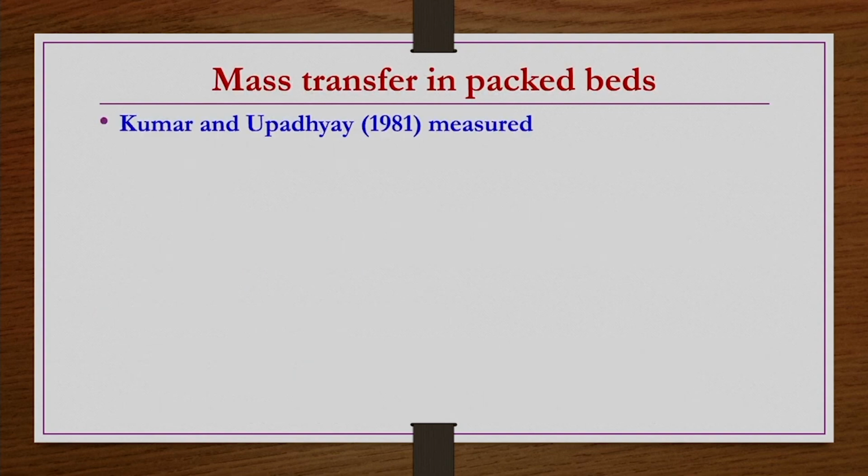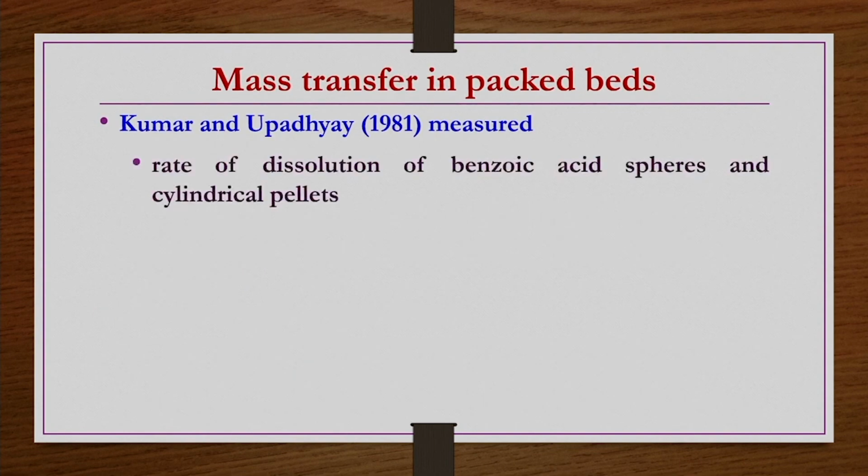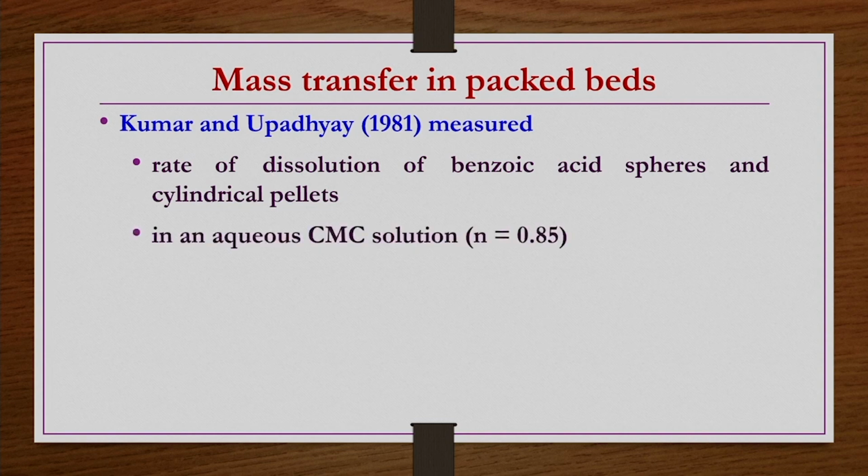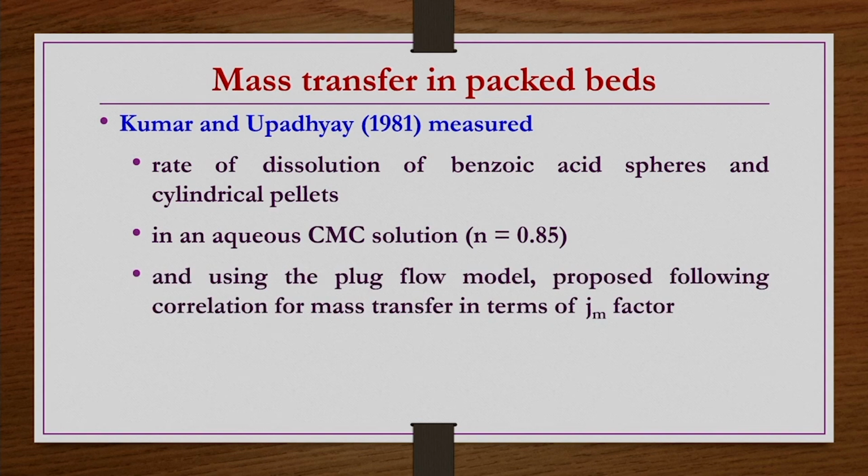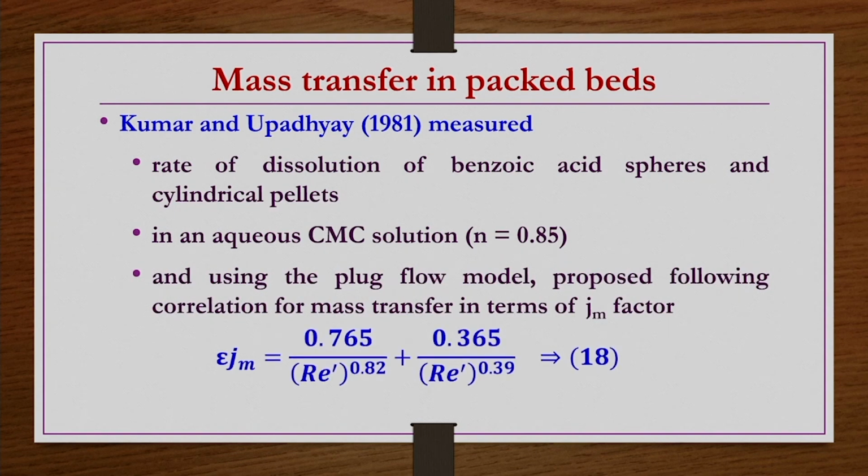So, finally, mass transfer in packed beds. Kumar and Upadhyay measured the rate of dissolution of benzoic acid spheres and cylindrical pellets. They took benzoic acid particles in two shapes, spherical and cylindrical, and did the experiments on dissolution of these pellets in CMC solutions having n of 0.85. They used a plug flow model and proposed a correlation for the j_m factor, given by this equation.